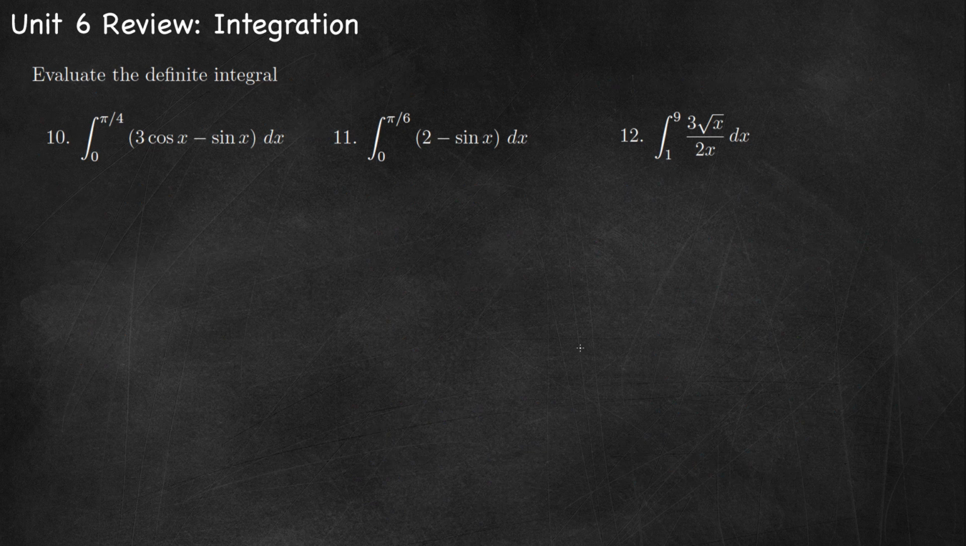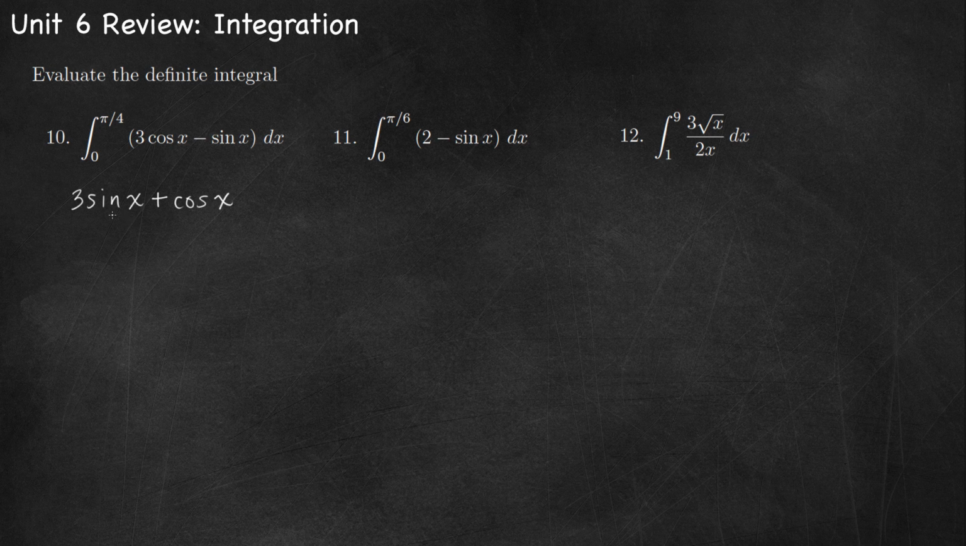Number 10, evaluate the definite integral. So we want to integrate 3 cosine x minus sine x times dx from 0 to pi over 4. So we'll start by finding the antiderivative of 3 cosine x. The derivative of sine x is cosine x. So this is 3 sine x minus, and then the derivative of cosine will give me negative sine x.